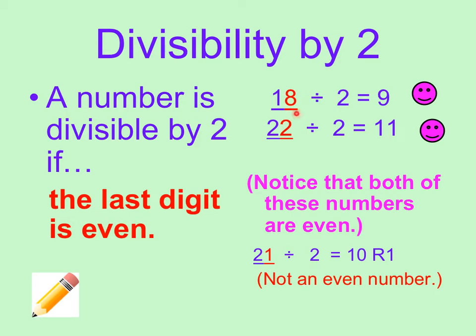In 18, 8 is an even number, so 18 is divisible by 2. 22, 2 is also an even number, and so that's divisible by 2. But in 21, 1 is not an even number, so 21 is not divisible by 2. Pause the video if you need to finish your notes before you move on.